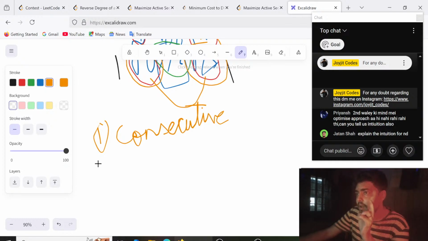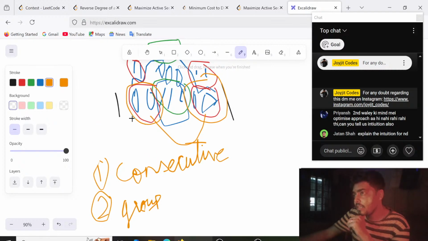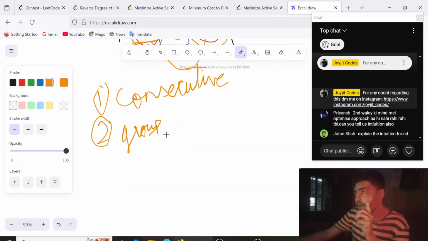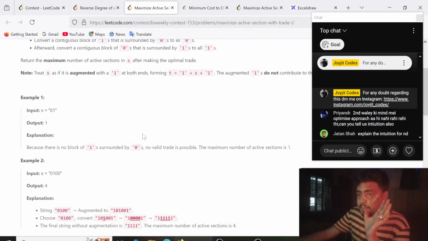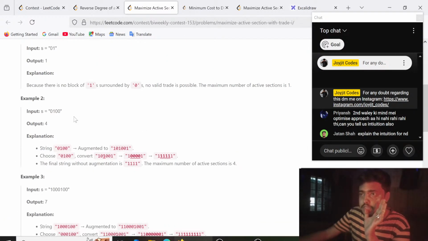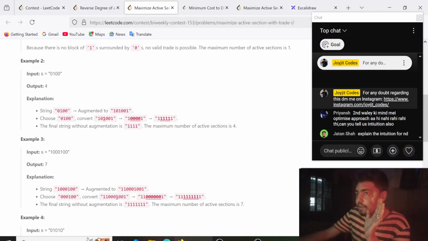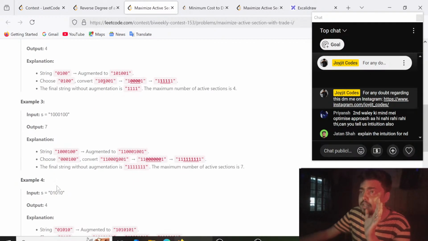And the second point is group. Now, what do I mean by group? It means that the total number of zeros over here, you will consider as one group. Now, let's try to do it using one of the examples that is given. Let's say this is a big one. So I'll take this, or this. I'll take this.